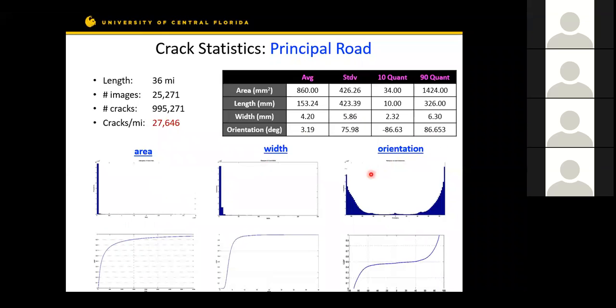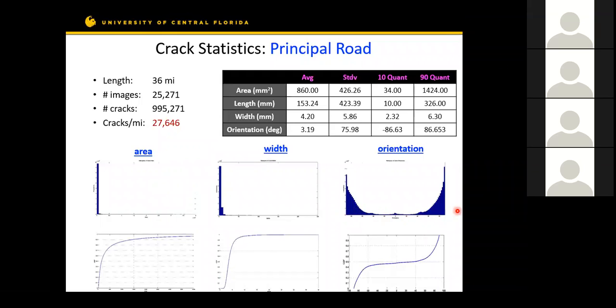Considering the orientation and the histogram distribution of the orientations, we can see most of them are distributed around 0 or 90 degrees, which shows longitudinal cracks. We see very few transverse cracks, which means most of the cracks on these pavements were longitudinal.